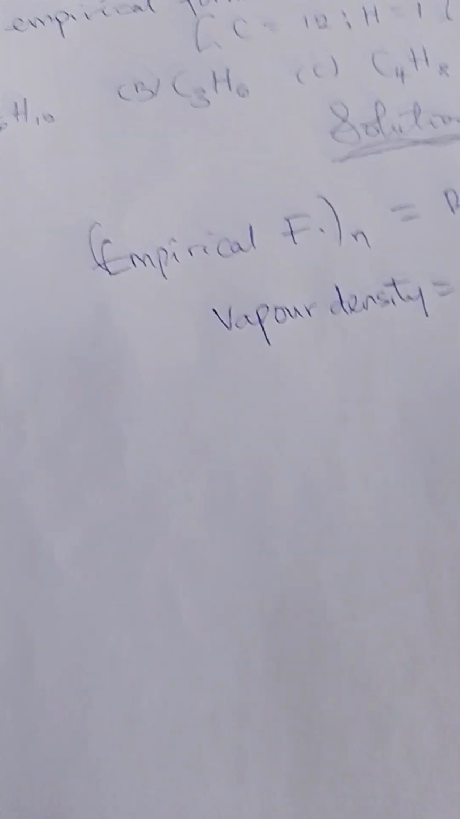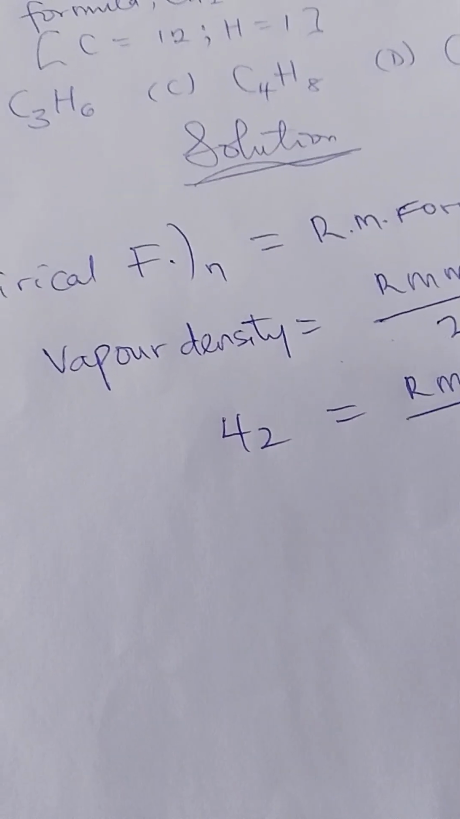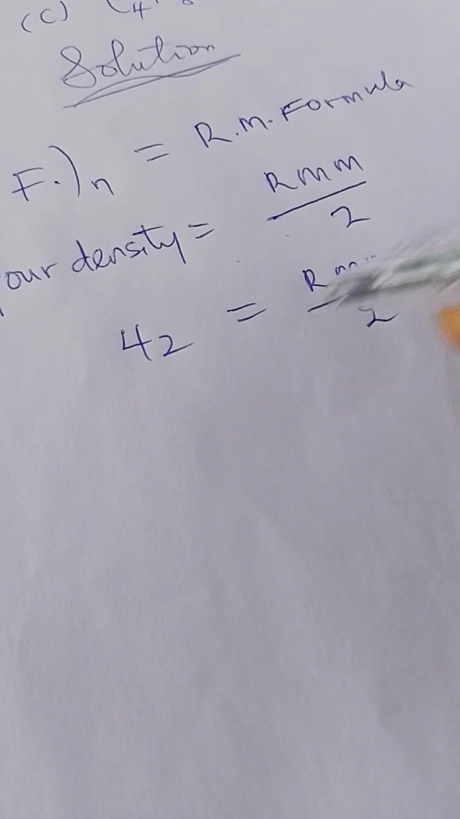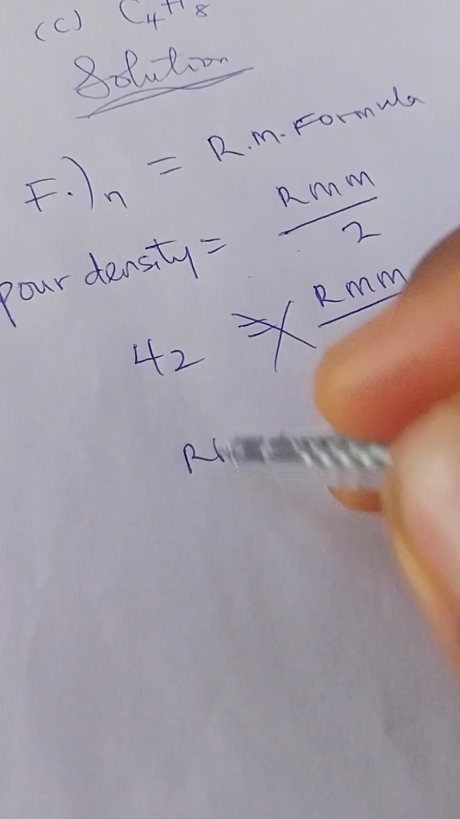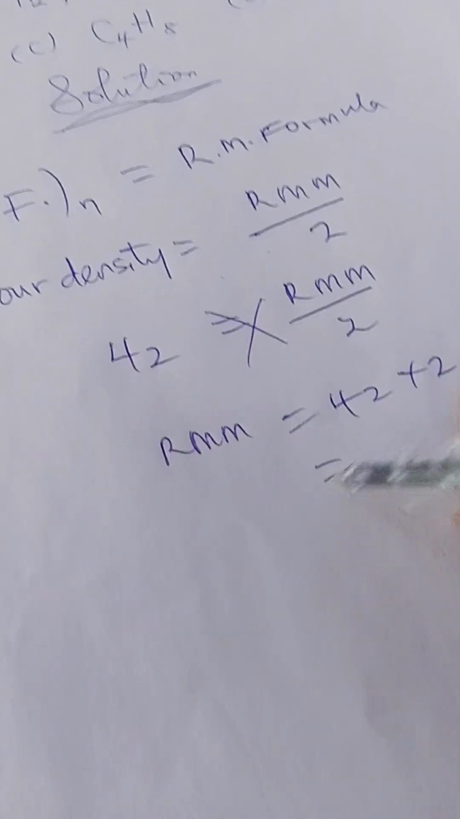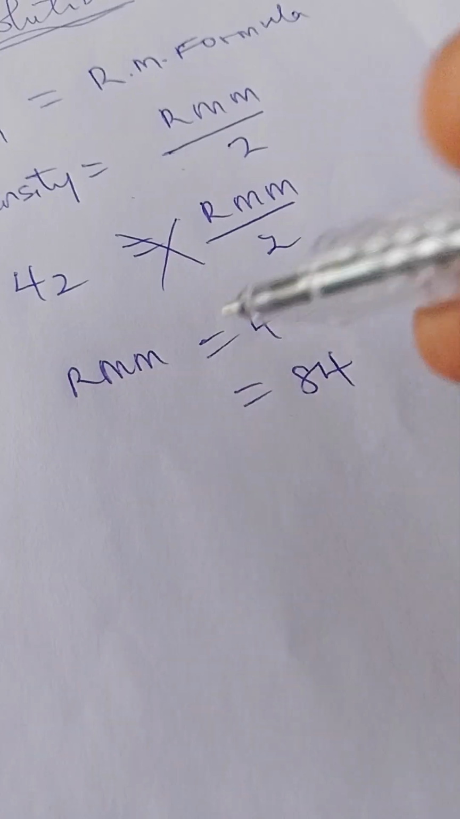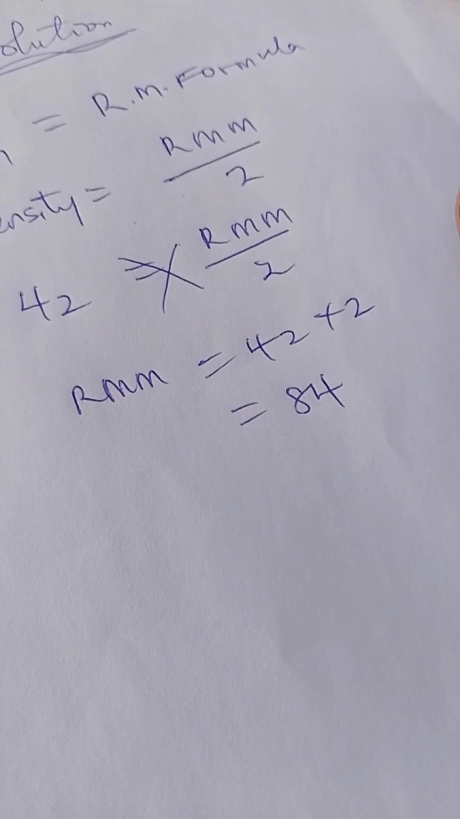Do you understand? The vapor density given to us in the question is 42. So that will be 42 equals the relative molecular mass we are looking for, all over 2. If you cross multiply, relative molecular mass will be equal to 42 times 2, and of course 42 times 2 will give you 84. So the relative molecular mass of that compound is 84.